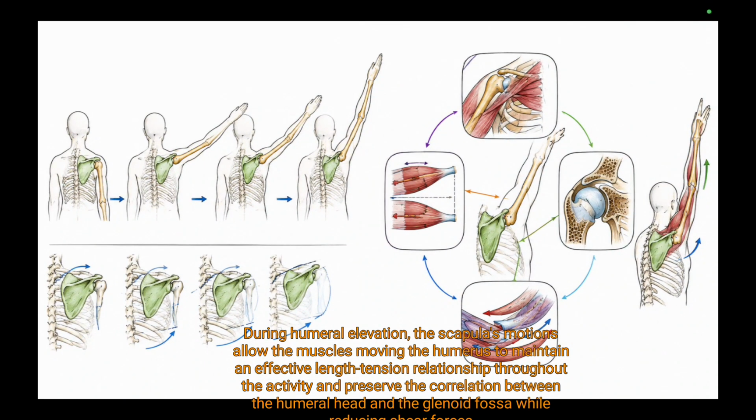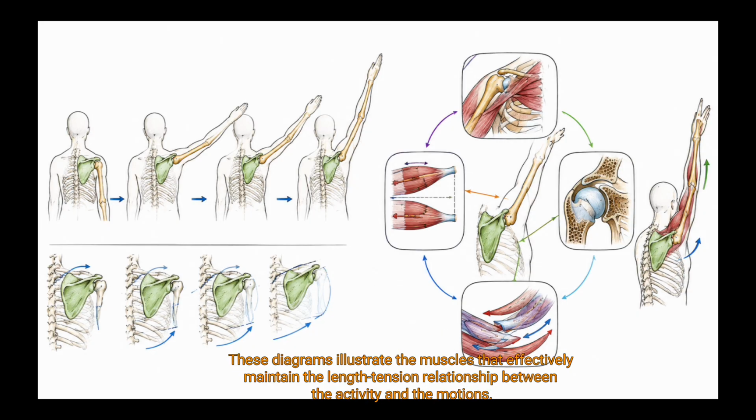During humeral elevation, the synchronous motion of the scapula allows the muscles moving the humerus to maintain an effective length-tension relationship throughout the activity, and maintains congruency between the humeral head and the fossa while decreasing shearing forces. So these are the diagrams of the muscles effectively maintaining the length-tension relationship during the activity and the motions.